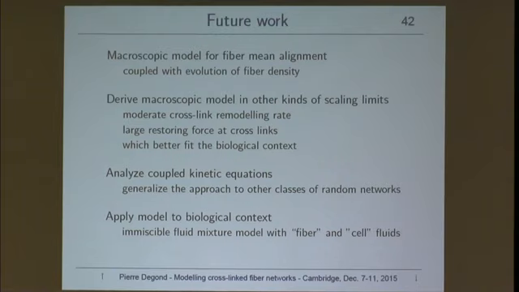And future work is the macroscopic model coupled with the evolution of the rho, or the density, which I dropped in the last part, look at other kinds of scaling limits, and analyze the coupled kinetic equations. And maybe what's interesting is that I think we can generalize this approach to other kinds of random networks and apply it to modeling in the biological context, such as trying to get a fluid mixture for fiber and cell fluids. Thank you very much.